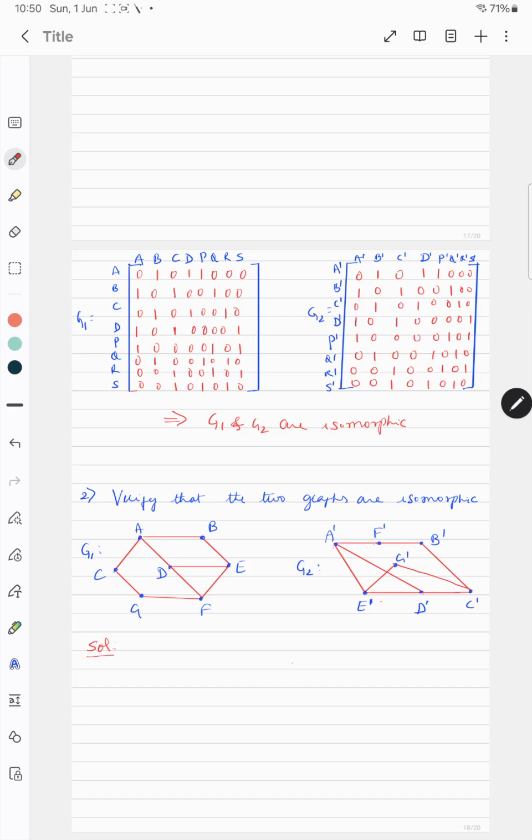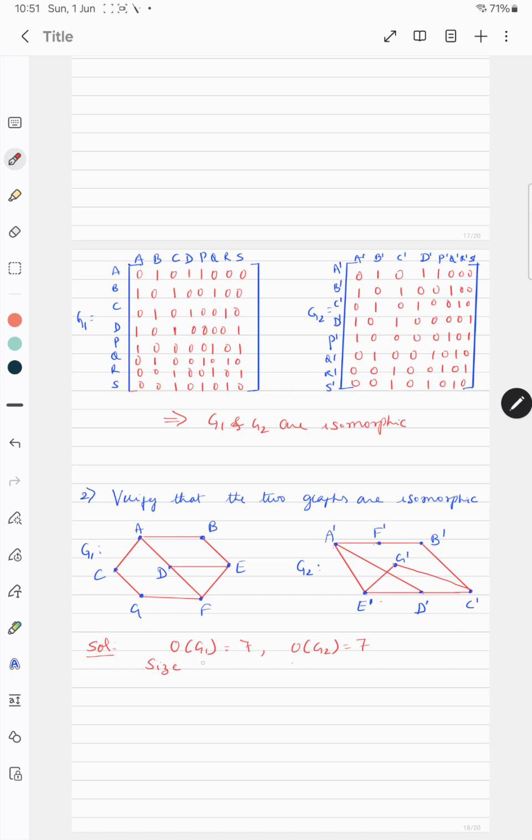So let us first find the order of both the graphs. Order of G1. How many vertices are there? A, B, 1, 2, 3, 4, 5, 6, 7. What is the order of G2? That is also 7. A dash, B dash, F dash, C dash. So if you count, there are 7 vertices.